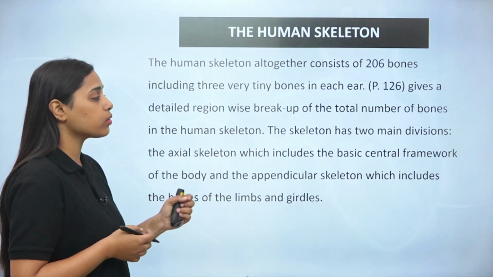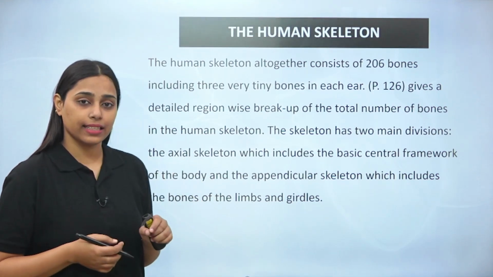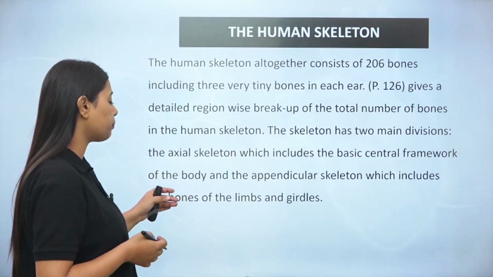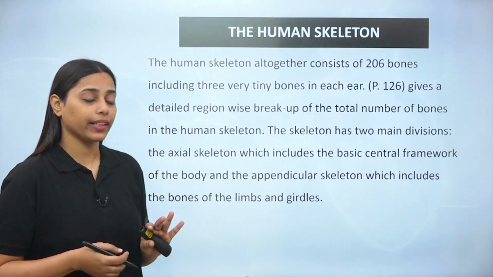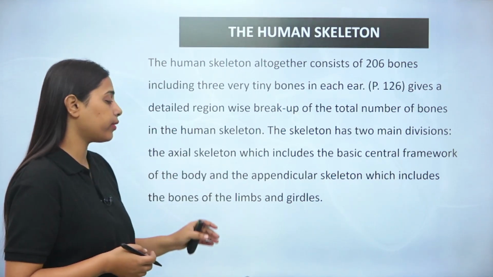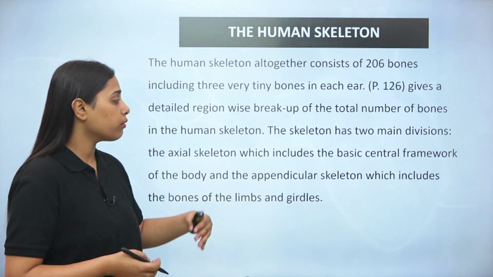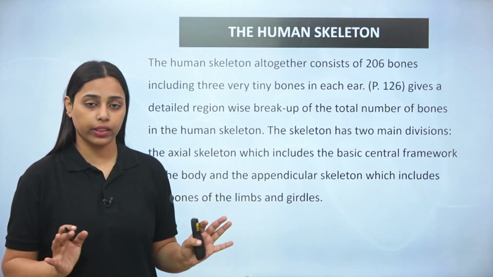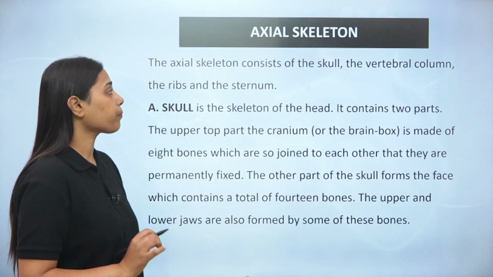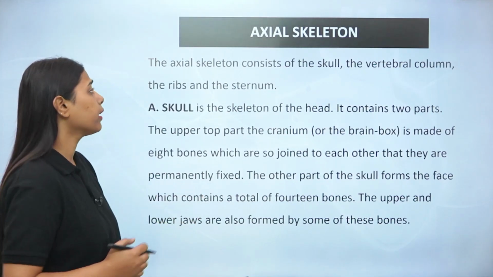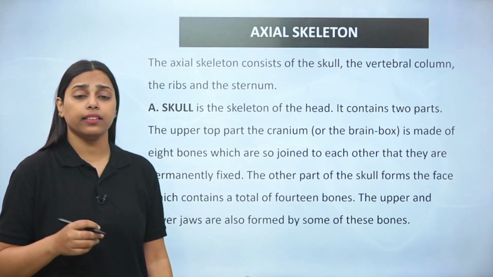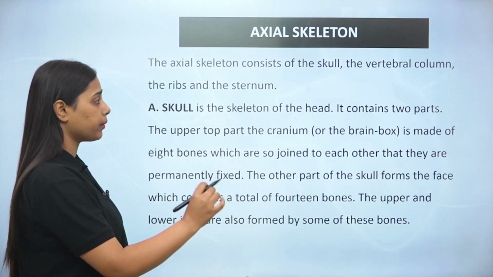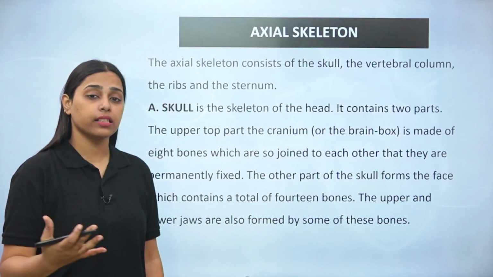The skeleton has two main divisions: the axial skeleton, which includes the basic central framework of the body, and the appendicular skeleton, which includes the bones of the limbs and girdles. So ahead we are going to deal with the axial skeleton and appendicular skeleton in this manner only. So, axial skeleton. The axial skeleton, as I said, consists of the central framework. So there will be the skull, vertebral column, ribs and the sternum.